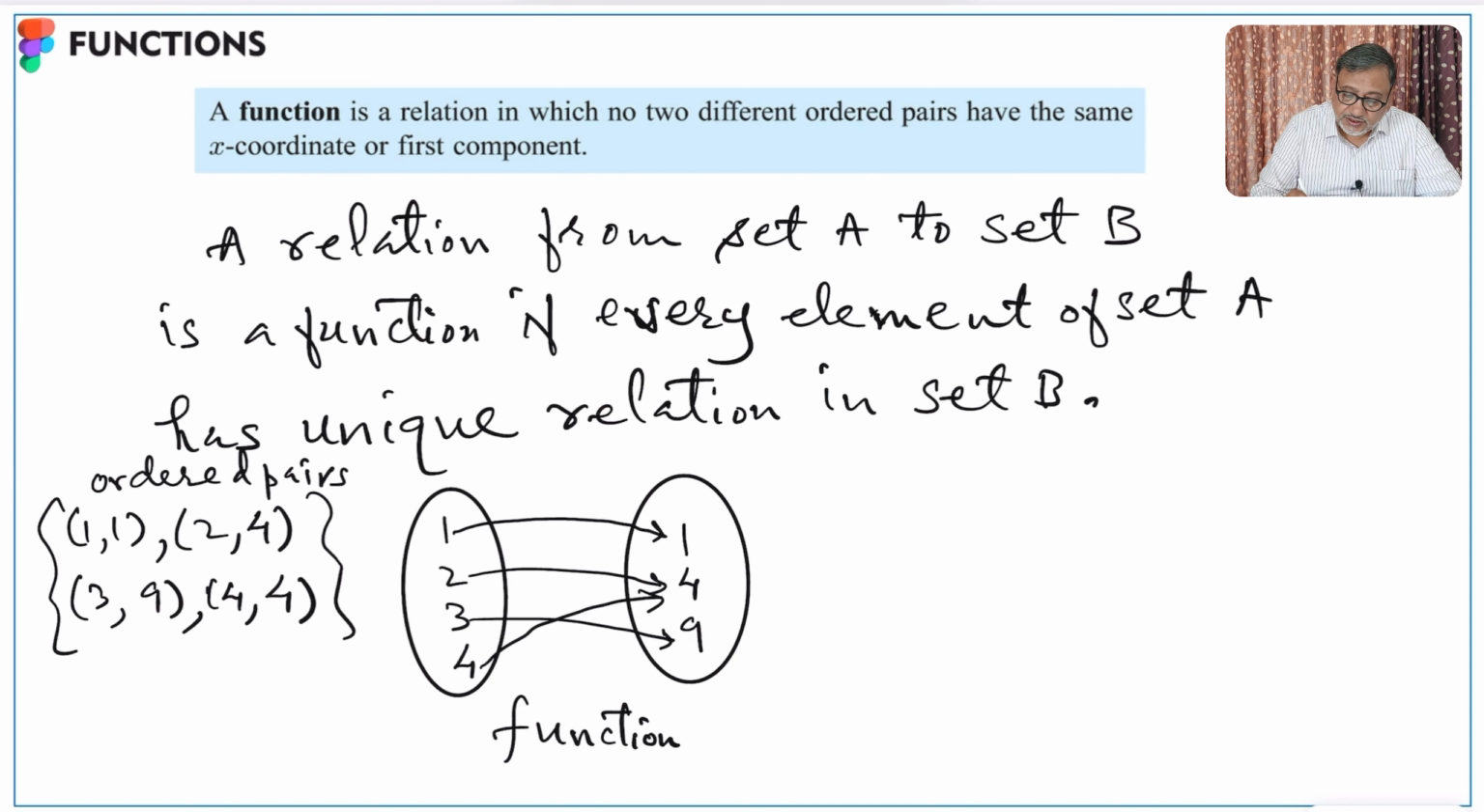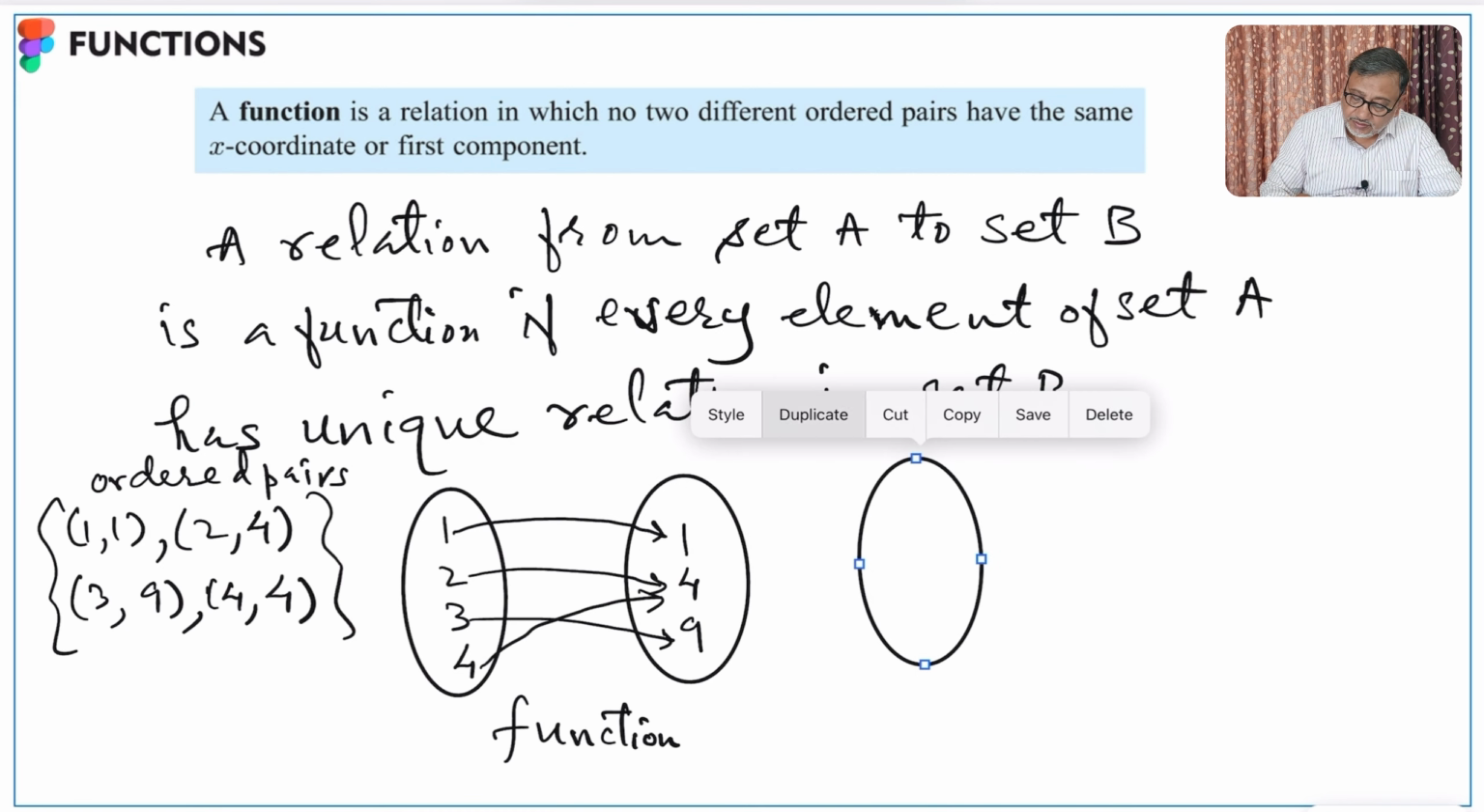See, these are the ordered pairs. What they said about it in the first definition: a function is a relation in which no two different ordered pairs have the same x coordinate or first component. See, the first component here should not be repeated: 1, then 2, then 3, then 4. So it is not repeated, therefore it is a function, right? But if they are repeated, then it will not be a function. So let me show you that.